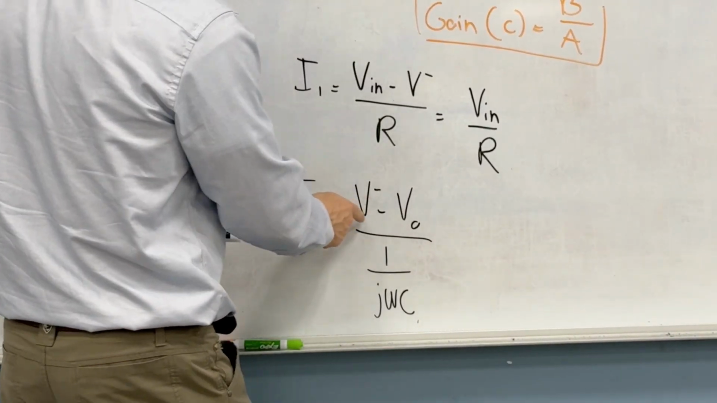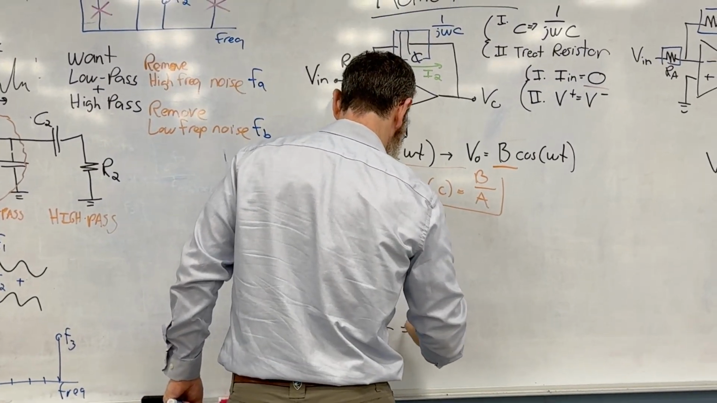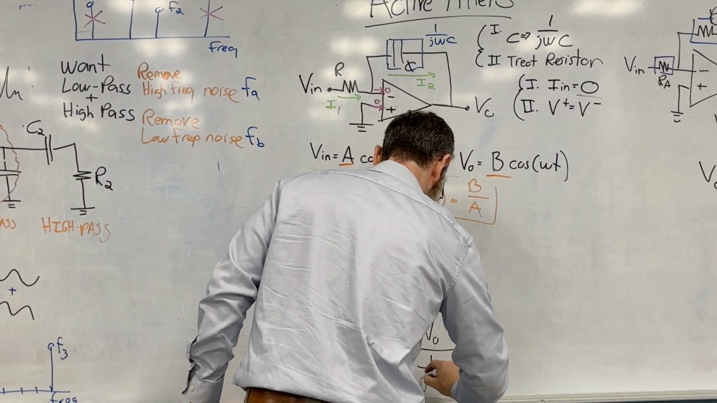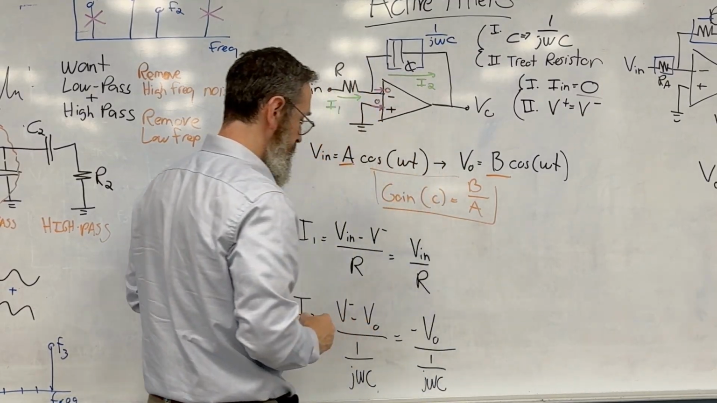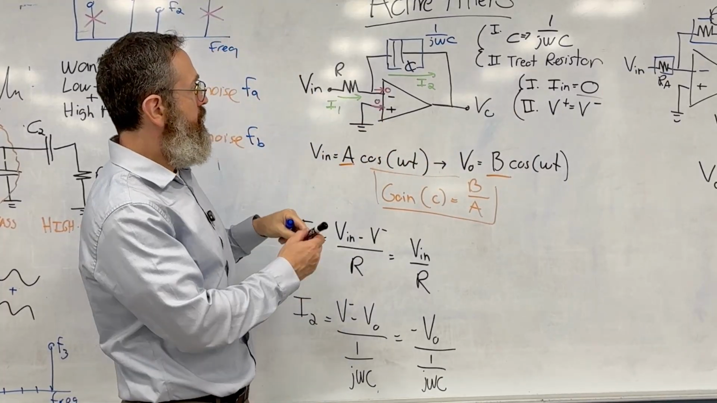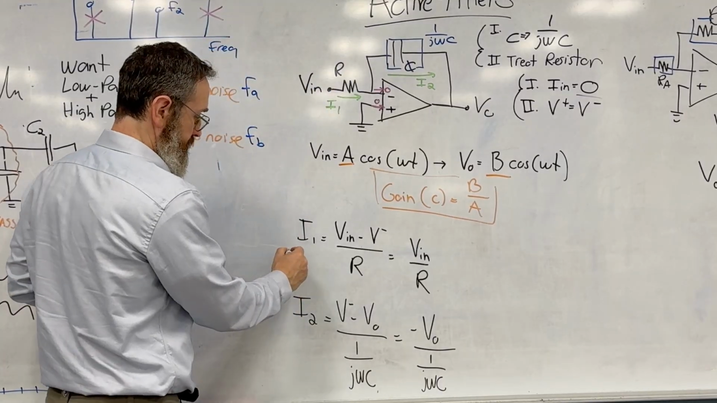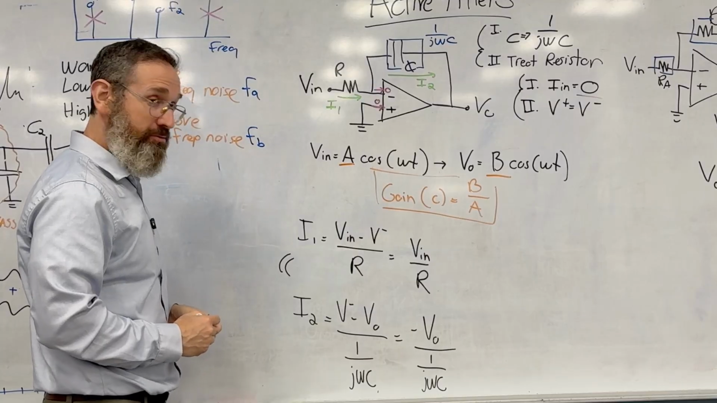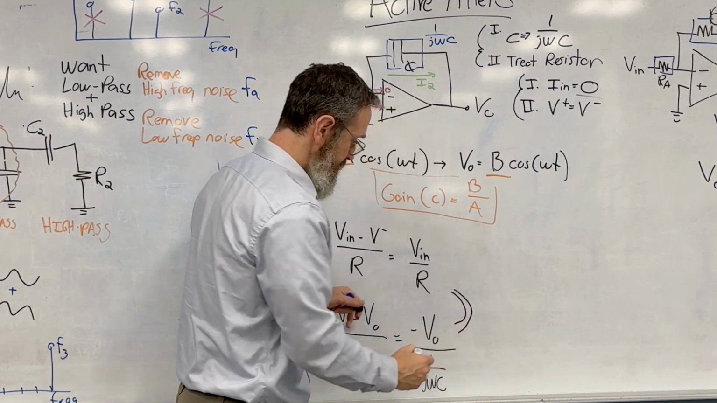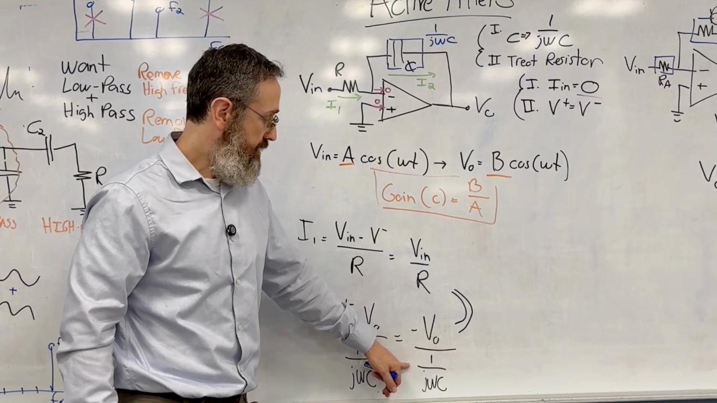But I know that V minus is 0, because V minus is equal to V plus is equal to 0. So therefore, this is simply going to become minus V out over 1 over JWC. Now, we then go back and apply, because these currents are 0, we know that these taxi cabs have to all go like this. So therefore, I1 equals I2. That means that I can put little equal signs on this end as well. This is equal to that, right? And so what can we do?